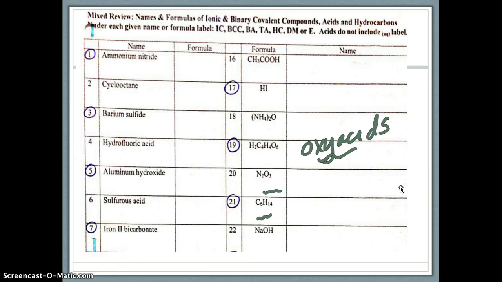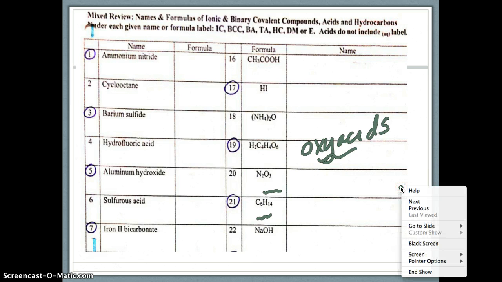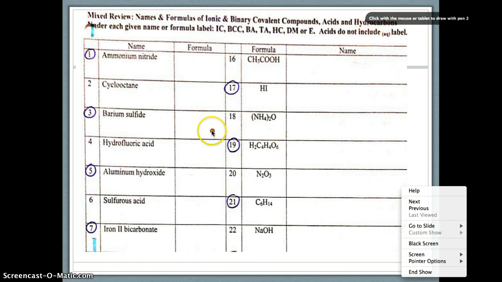Now, here's what we have. We've got really bad pictures of your table. And I had to cut it off this way because I couldn't fit it in. I do apologize for the quality of the pictures, but it's the best I could do. So I'm only going to be naming or writing the formulas for the ones that are circled, but I do want to go through on some of these and I want to determine what type of compound they are.